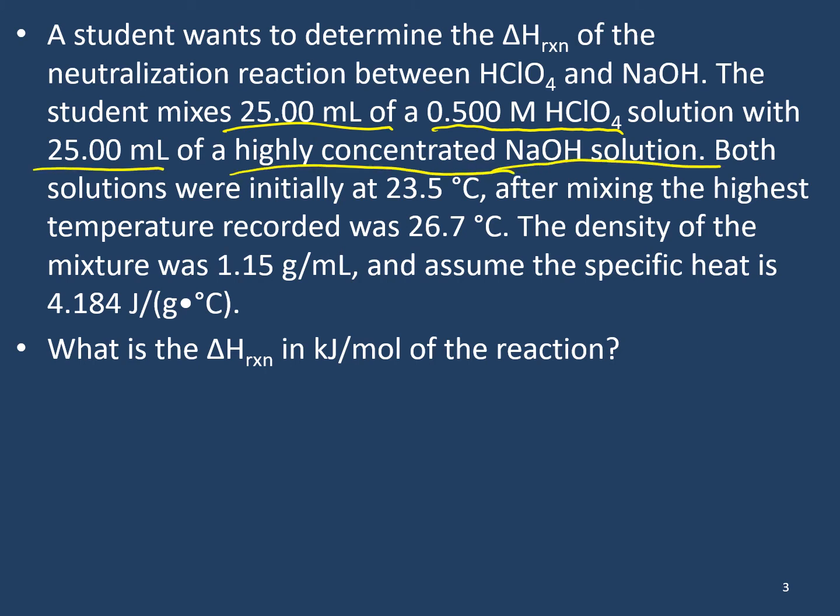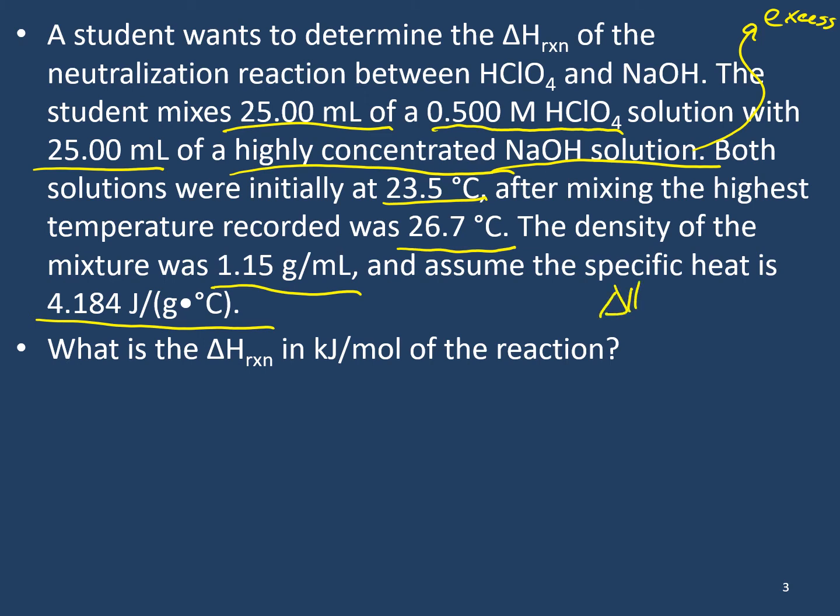What the problem is just trying to say is that our NaOH is in excess, because stoichiometry is going to be involved in this problem. Both solutions were initially at 23.5 degrees Celsius, and once mixed, the highest temperature recorded was 26.7 degrees Celsius. The density of the mixture is 1.15 grams per milliliter. We're going to assume the specific heat of the solution is still 4.184. We want to know what delta H of the reaction is.